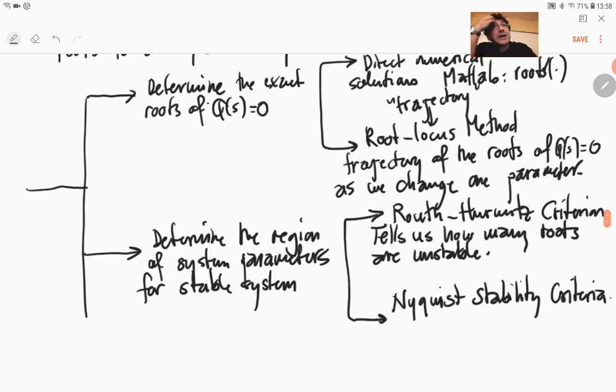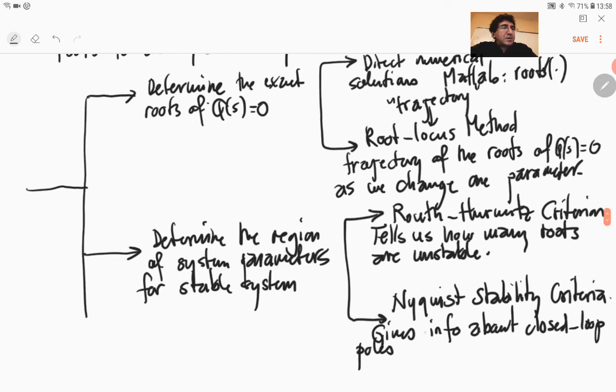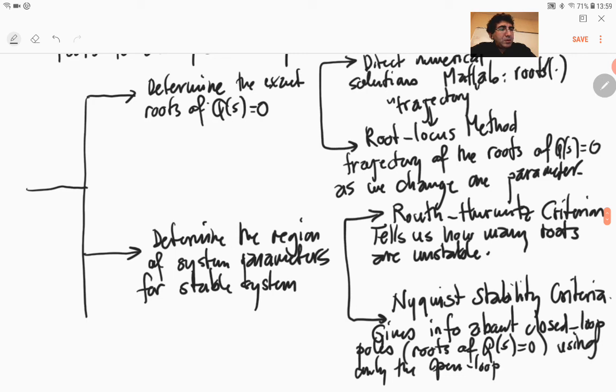There is also the Nyquist stability criterion that we will study, and this gives information about the closed loop poles, that means roots of Q of S equals 0, without determining the closed loop transfer function, using only the open loop transfer function.